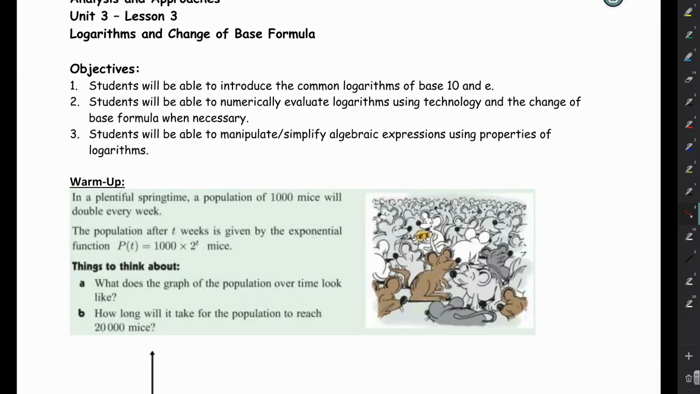Hi everyone, in today's lesson we're looking at logarithms and change of base. So we have a warm-up problem here. This is an IB problem pulled directly from some of the practice they've provided our school.